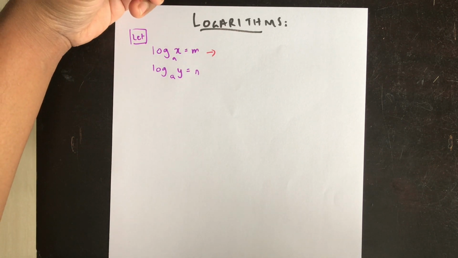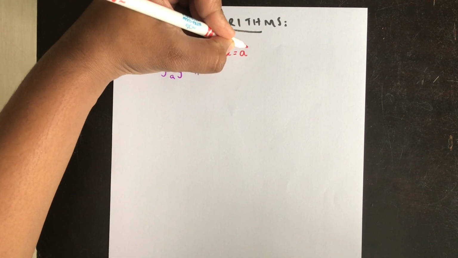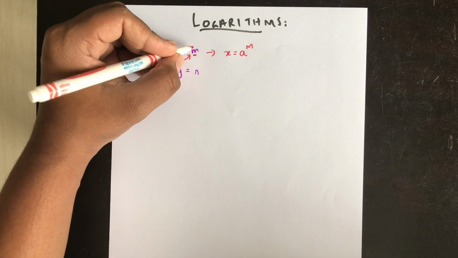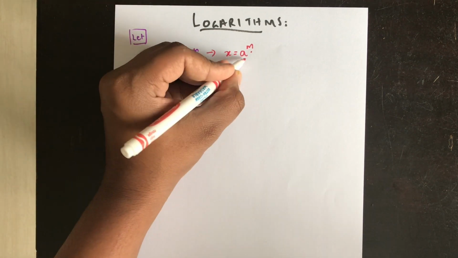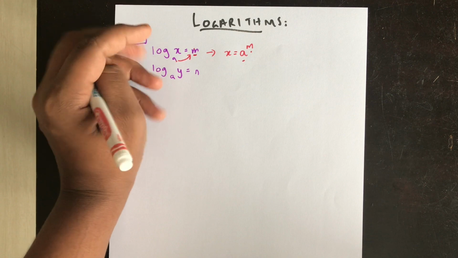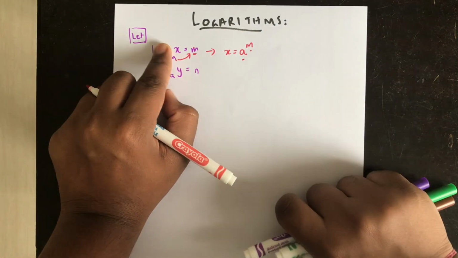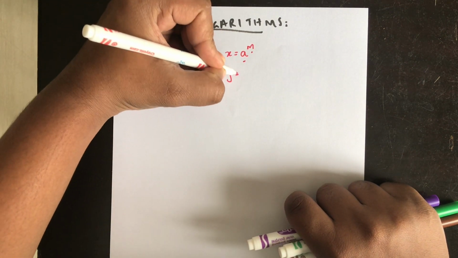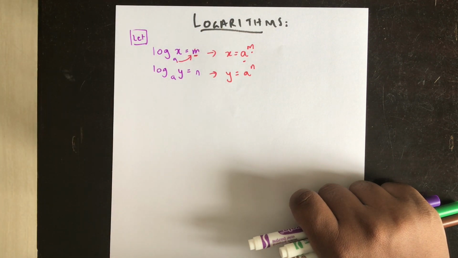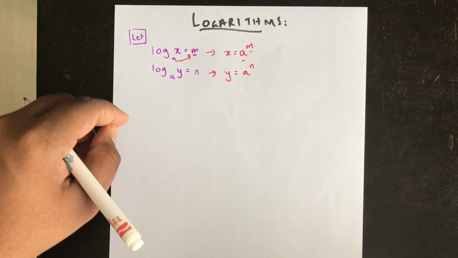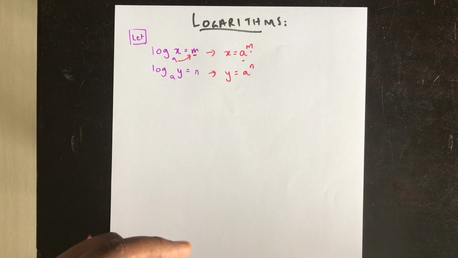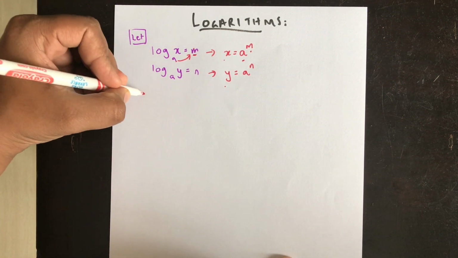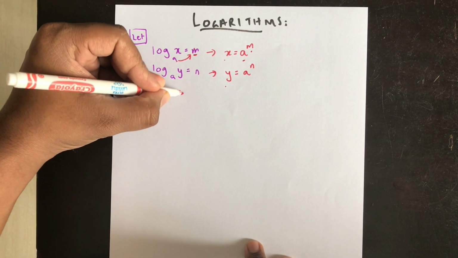From this we can say that x is equal to a to the power m. I have moved the a to the other side of the equation. m is already on the other side of the equation, so that becomes the power, and my a is the base. And because this log doesn't have any base after I move it to the other side of the equation, it goes. So x is equal to a to the power m. The same applies for this: y is equal to a to the power of n. I've moved a to the other side of the equation, therefore giving me y is equal to a to the power of n. Now suppose I multiply x and y, x times y is equal to xy.